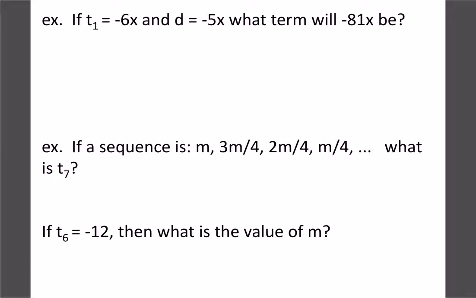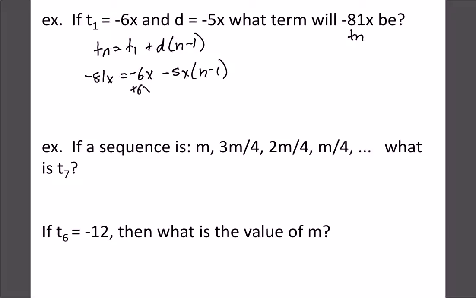Okay, so let's try another one. So here we've got term 1 is negative 6x, our difference is negative 5x. It's asking which term will negative 81x be. So we've got our t1, we've got our d, let's call that one our tn. So we plug it in our formula. So tn is negative 81x, term 1 is negative 6x, our d is negative 5x, and we're going to solve for n minus 1. So in this case, we're not going to actually FOIL this one out. Let's simplify things first.